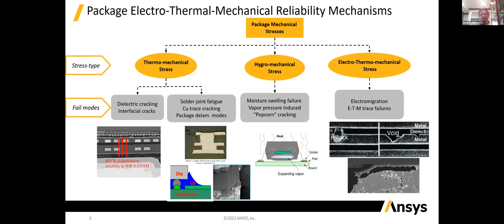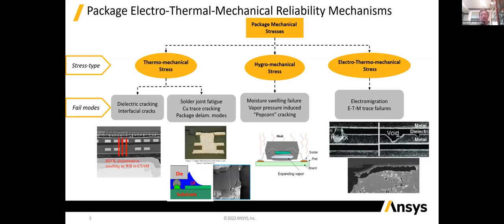The second category is becoming more popular. It's a high-growth mechanical stress. That's because we are using fluid for thermal mitigation in the data center. So there is moisture around the package design, and that can cause vapor pressure induced popcorn cracking, that kind of failure.